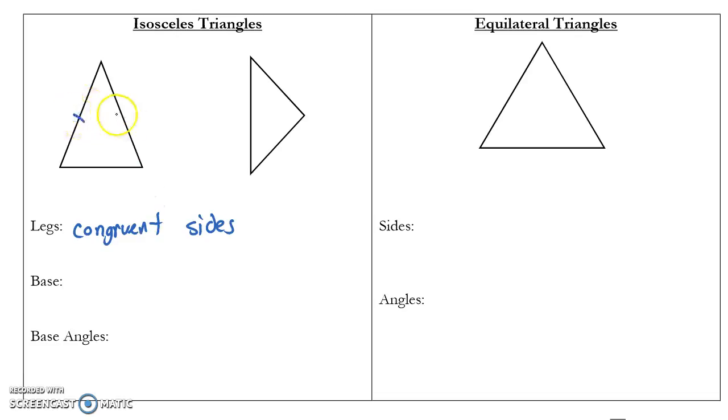Okay. It could be these two sides, but I might rotate my triangle. And now these are my two congruent sides. That makes these my legs. I'm just going to label them with L here to save time. I also have my base. My base is my third side, my non-congruent side.